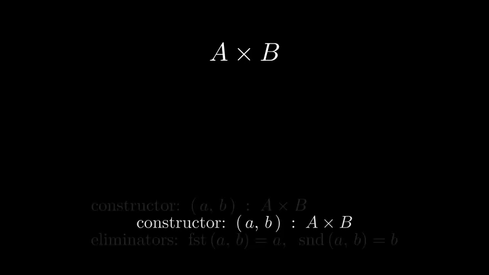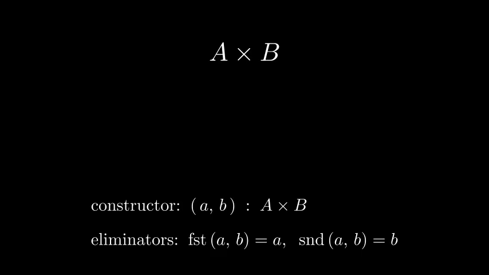Start with the simplest example we already know. The product type, A times B. One constructor, the pair (a, b), builds a value. Two eliminators, the projections fst and snd, pull it back apart.